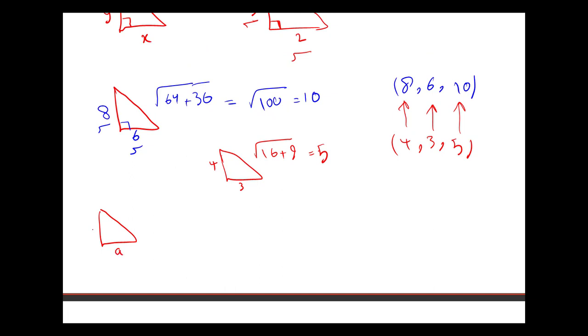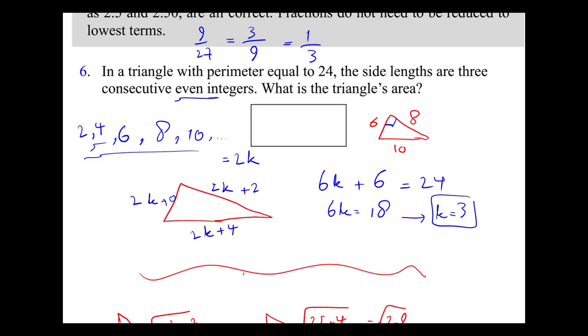If one side is A, the other is B, and this is 90 degrees, what is the area? Area is A times B divided by 2. In our example, area is 8 times 6 divided by 2. Dividing 6 by 2 gives 3, times 8, 24. So in this special question, this is 24. The perimeter and the area are the same.